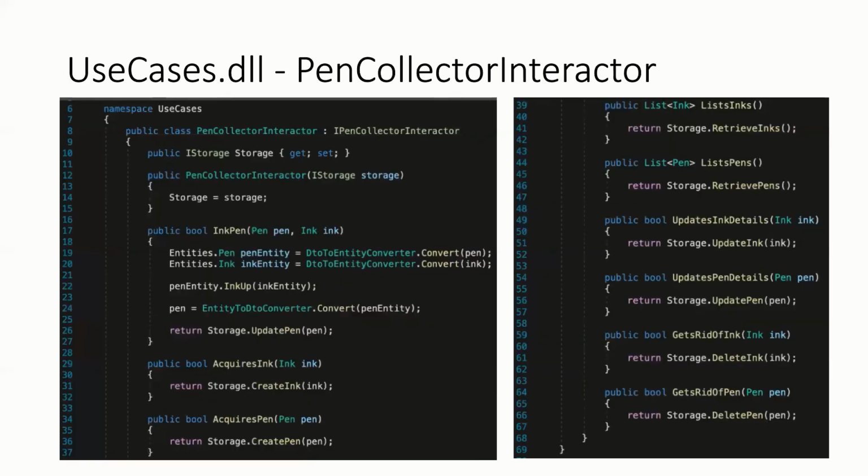If you look at the implementation of pen collector interactor, you can see on the right-hand side, there's quite a lot of the CRUD stuff. But if you have a look at line 17, where we have the ink pen use case, the things come in as DTOs. We convert them to entities. So we set the business critical data on the entities. We orchestrate the entities. So on that pen entity, we call ink up and we pass it the ink entity. I store that data, but we're not storing the entities here. Remember, we'll store the use case DTOs essentially, because we're not going to give out entities to anything, and we're not going to store entities.